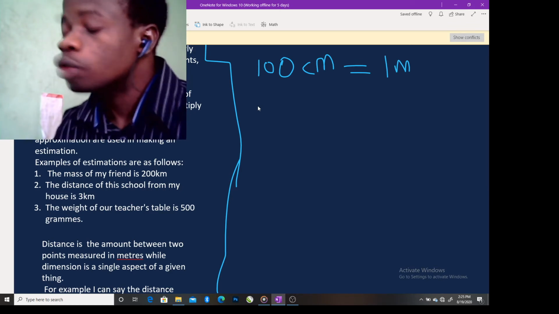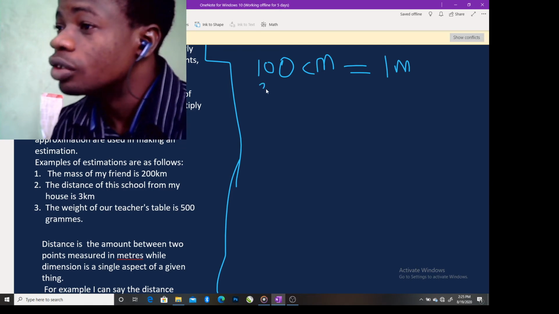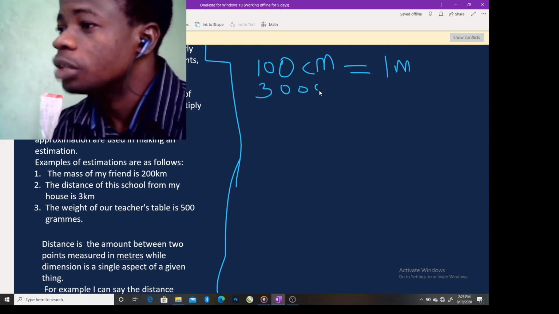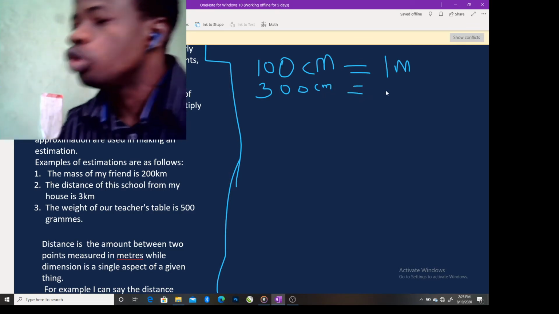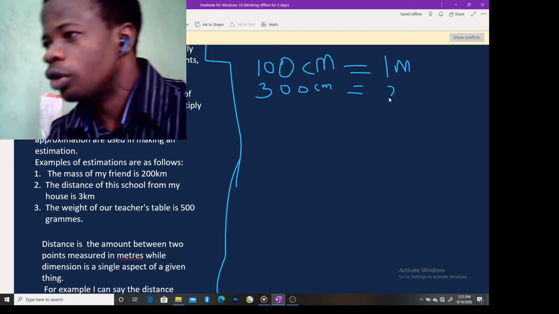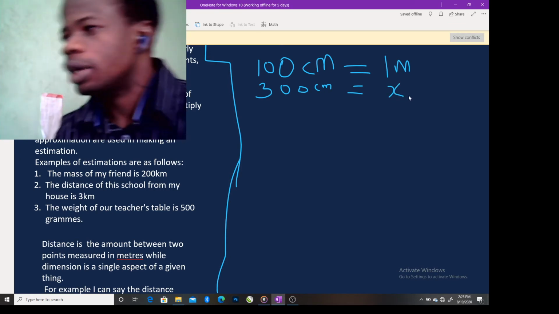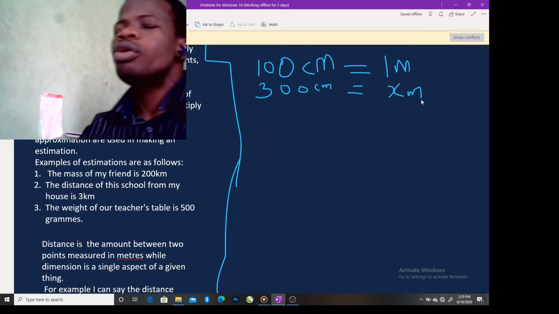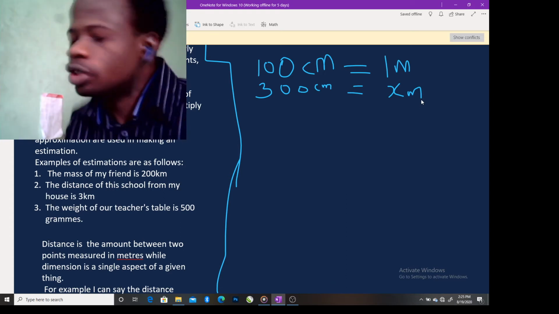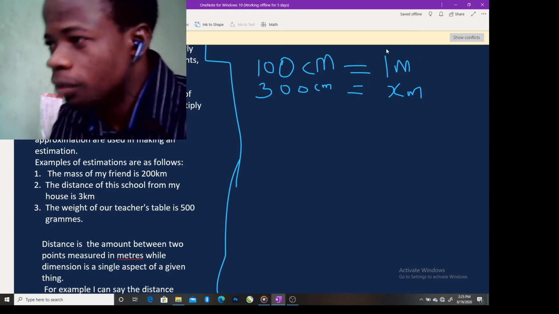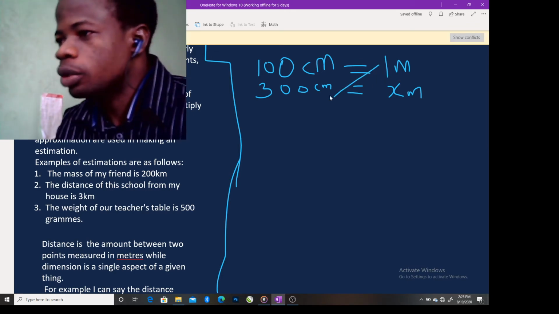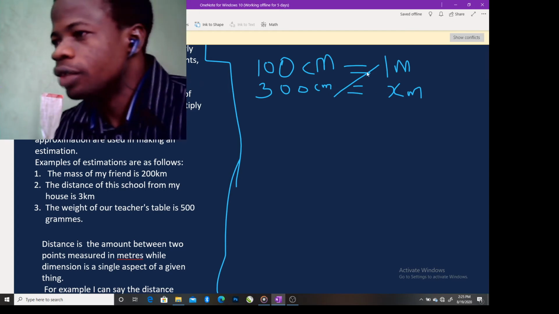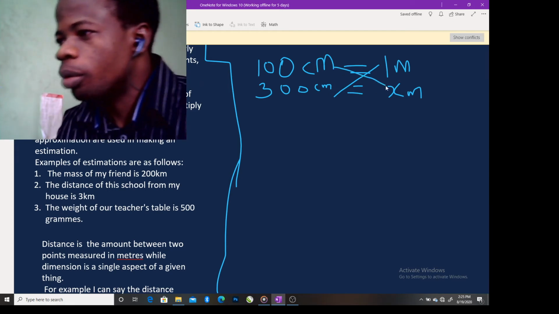So if you are told to express 300 centimeters in meters, all you have to do is write 300 centimeters under the 100 centimeters, then equate it to, you don't know what it is, and in mathematics we are fond of looking for x. I write x meters here. Now you can solve. All you have to do, like I said before, is cross multiply. What does that mean? This 1 will multiply 300, then here 100 will multiply x.